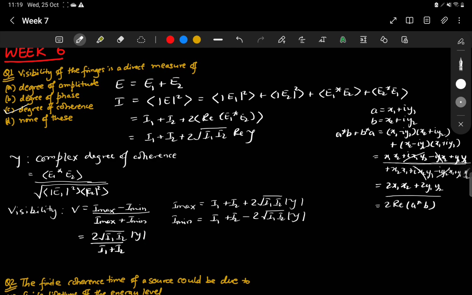And we see that visibility is directly proportional to the degree of coherence. And if we have I1 equals I2, then in that case visibility is equal to the degree of coherence.